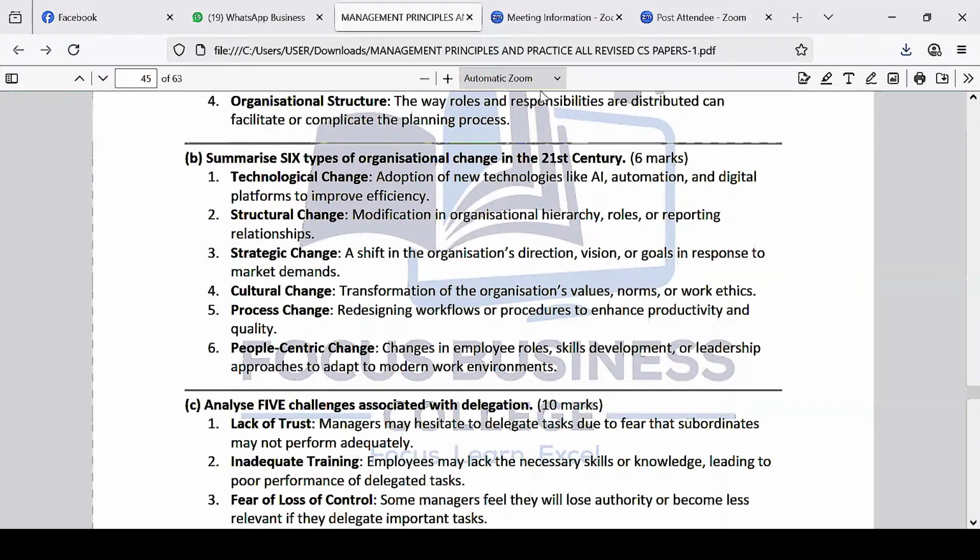A lot of ethical principles of ethics. Then process change, so designing workflow or procedures to enhance productivity and quality. This is very true. The process change means what? There's a process, for example, even the process of applying for an ID in Kenya. There's a way it used to be done. Process of applying for a passport. If you look at the way it used to be done in the 1960s, 70s, and now it's different.